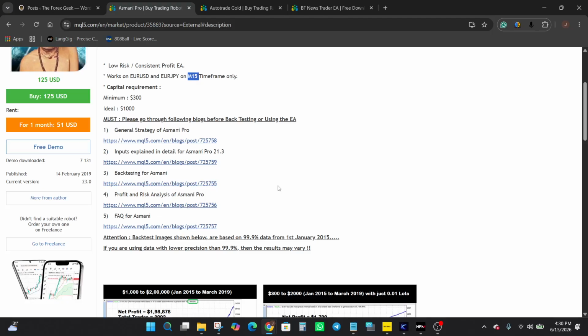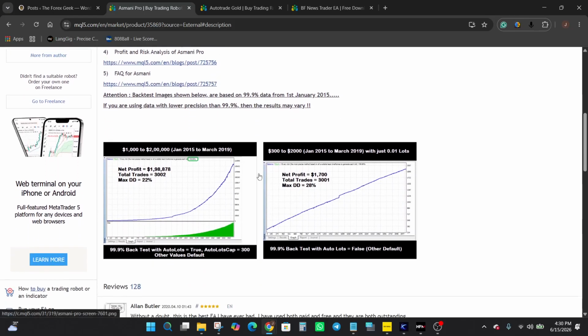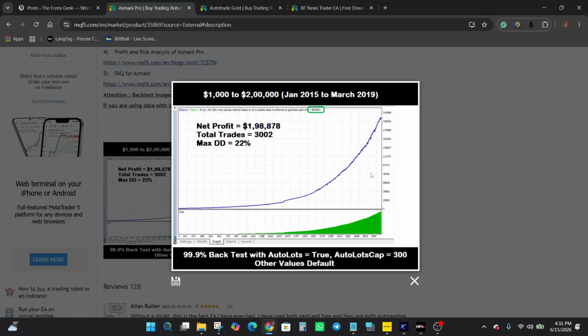Now, moving into the usage notes, the EA is described as operating under predefined conditions, and it is also noted that backtest images shown are based on high quality historical data. There is an important reminder that if lower quality data is used, results may differ significantly, which is something to keep in mind when evaluating historical performance.